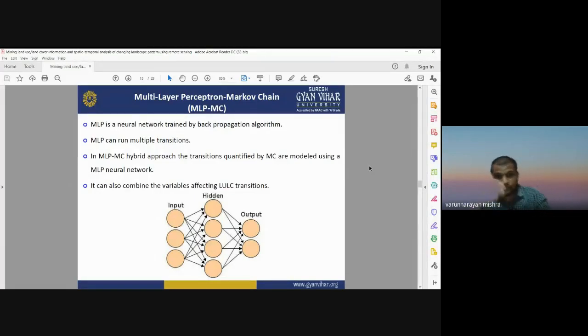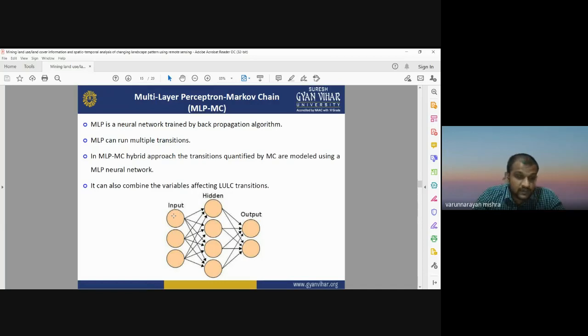It's not that only agricultural land is converting into built up, or only fallow land is converting into built up. There may be other transitions, so there may be multiple transitions at a time. So multi-layer perceptron is a type of neural network that has the ability to take several inputs. These several inputs may be different types of transitions among the LULC classes. The neural network has 3 components: input layer, output layer, and hidden layer.